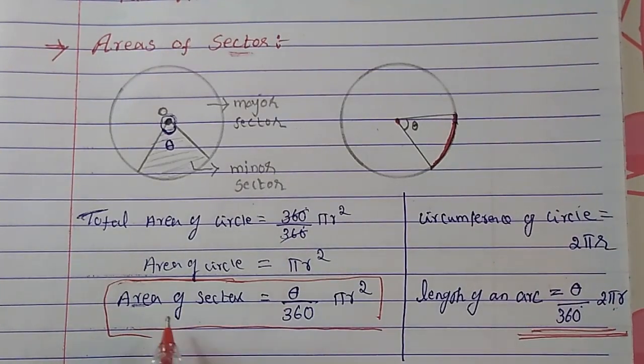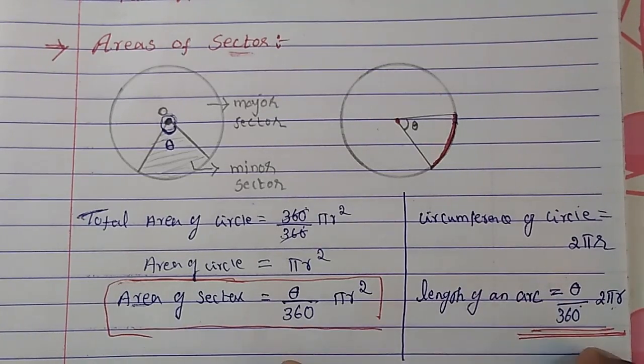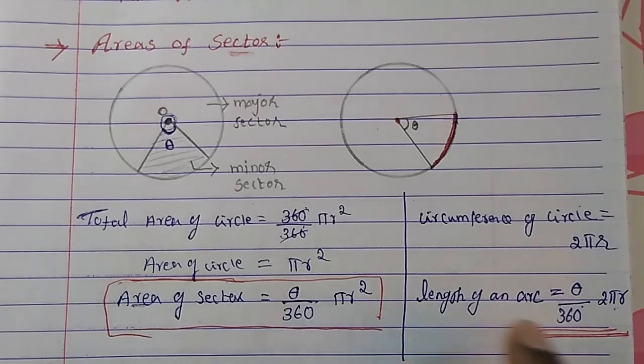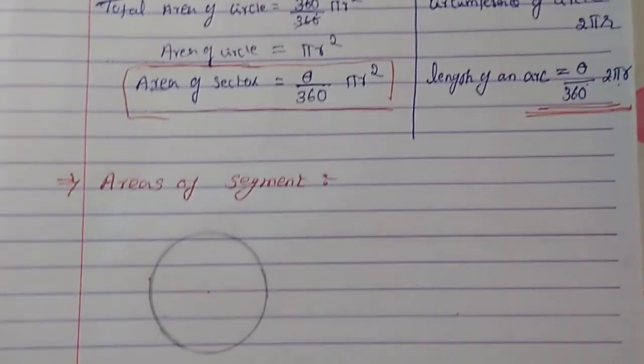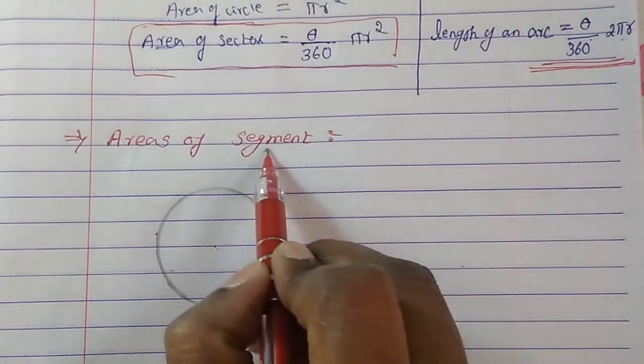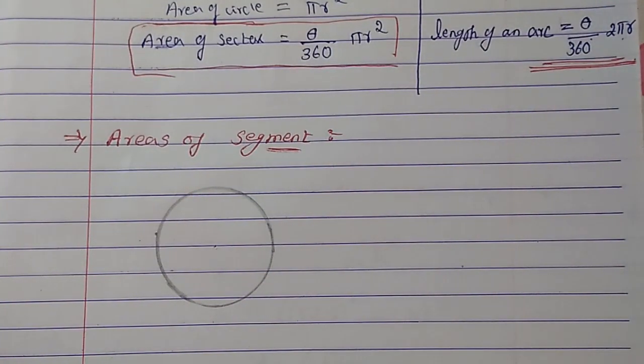Okay, so we found out the area of sector formula and the length of an arc formula. These are very important for this exercise 12.2, because these are the formulas that will be involved. Now coming to area of segment. First of all, let's understand what a segment is.